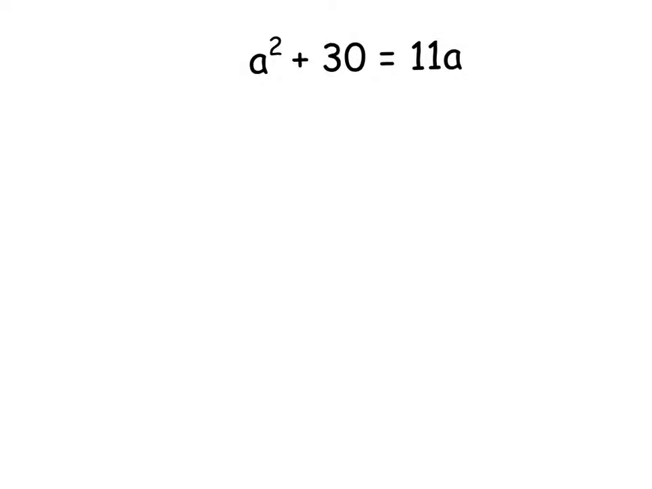Okay, today we're going to have a look at rearranging, factorising and solving equations. In order to factorise an equation, it needs to be equal to 0 if I'm going to solve it. Now, this isn't equal to 0 because I've got 11a on this right hand side. So what we do is we need to remove that 11a. That's positive 11a, so to get rid of it I need to take it away from both sides.